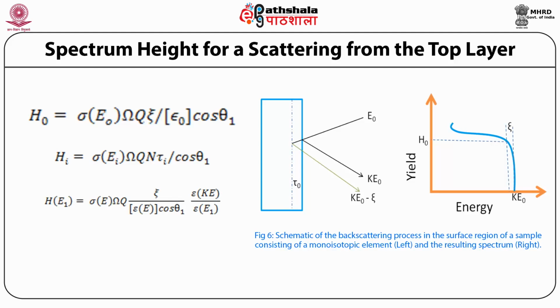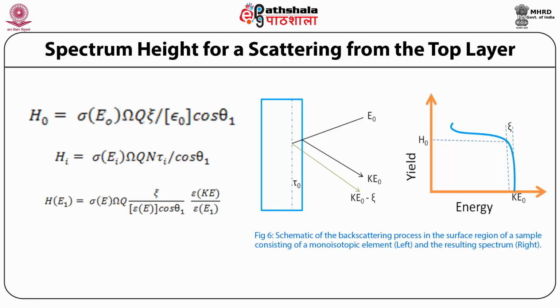This equation states that the height of the energy spectrum at the surface is directly proportional to q, the total number of incident particles on the sample, sigma E0, the average differential scattering cross-section of the sample at the incident energy E0, omega, the solid angle spanned by the detector aperture, zeta, the energy width of a channel, and epsilon 0 cos theta 1 inverse, the inverse of the stopping cross-section factor evaluated at the surface for a given scattering geometry multiplied by the cosine of the angle of incidence of the beam against the sample normal.